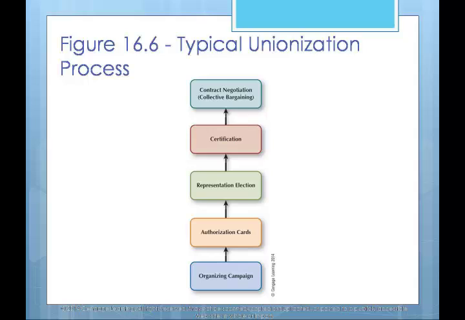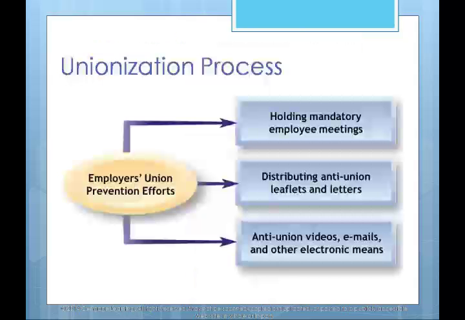So if you become unionized, you have a certification, and the employer must bargain, and refusing to bargain with a certified union constitutes an unfair labor practice. And then you begin contract negotiations. So this is what I've talked about, the unionization process. Employers, this is what they do to prevent a union: hold mandatory meetings, leaflets, letters, videos, emails.